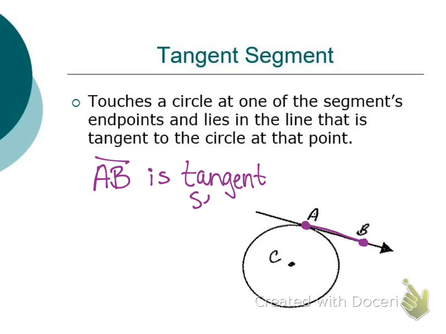We have to know the difference between a segment and a line. If it just says tangent, it's usually referring to the line. But if it says tangent segment, we're just talking about that piece.